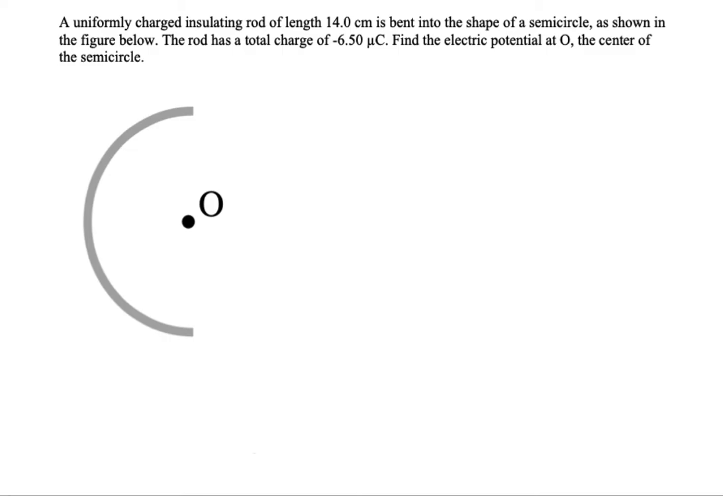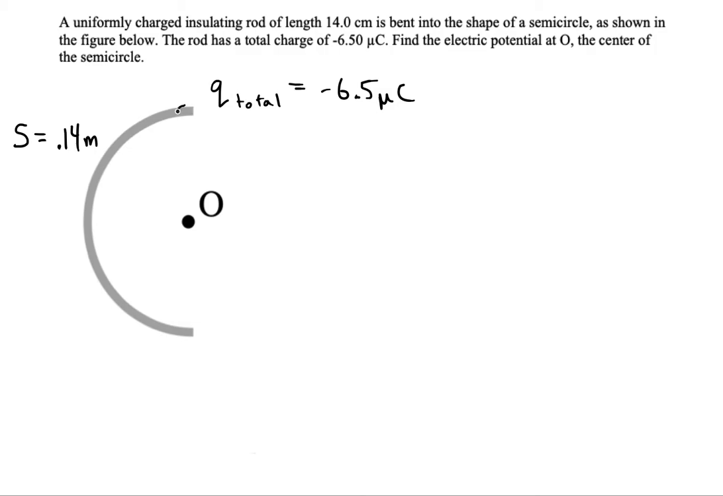We want to find the electric potential at the center of this semicircle. The rod has a total charge of negative 6.5 microcoulombs. All right, so let's just write down the givens here. The total charge is going to be negative 6.5 microcoulombs. We see that the arc length of our rod is 0.14 meters. S is commonly used to represent the length of curves.